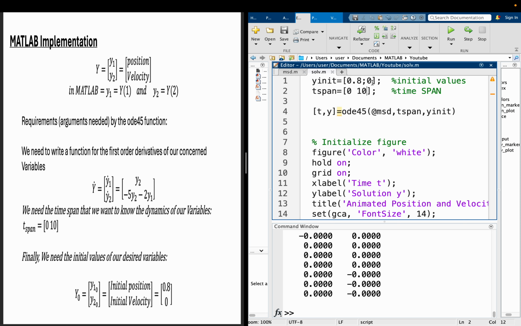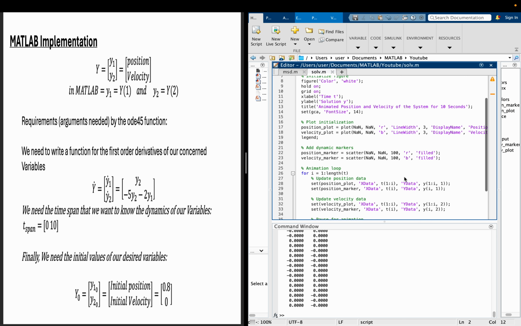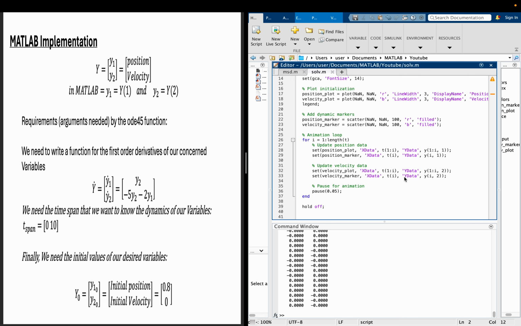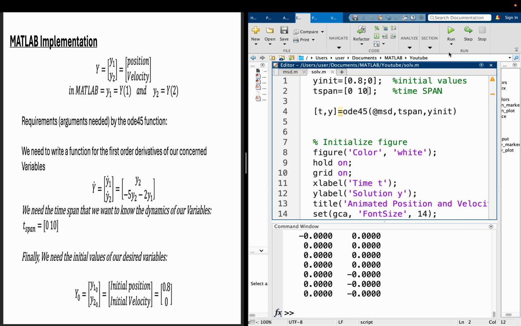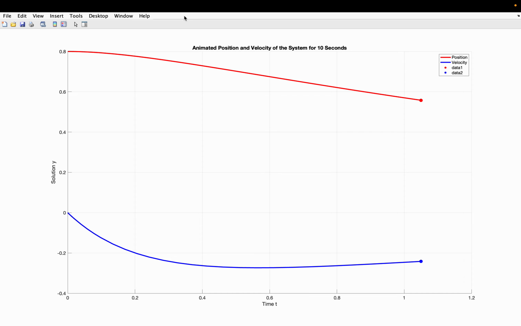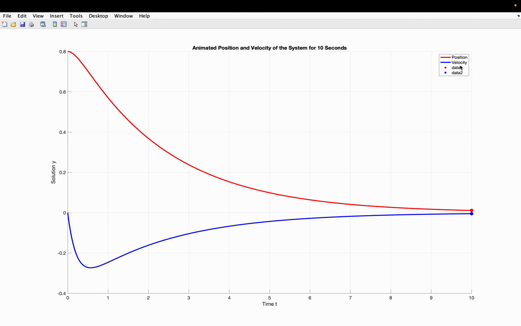So the rest of the code is how I come up with my plotting as well as visualization of my position and velocity variables over time. As you can see, this is just the code and you can go over it first. So now running the script. As you can see, I have my position in red and my velocity in blue.